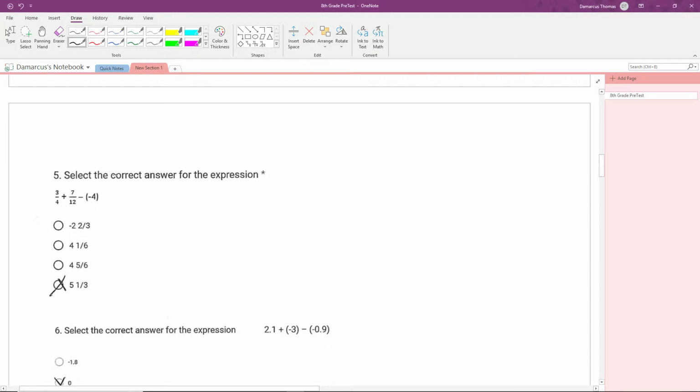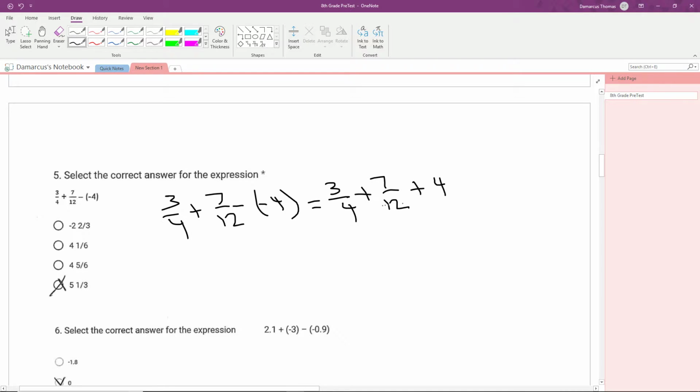Select the correct answer. So they actually want us to do this problem. So we have 3/4 plus 7/12 minus a -4. Well, first things first, I'm going to make that positive. So I'm dealing with 3/4 plus 7/12 and then plus 4. Now let's get the common denominator. What would the common denominator be? That's like 4/1. So I need to convert them all into 12.